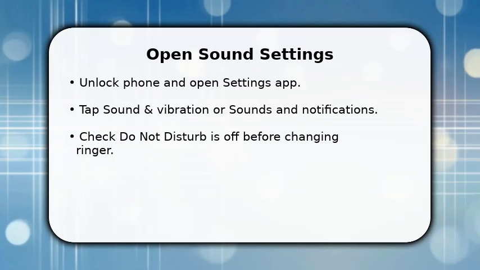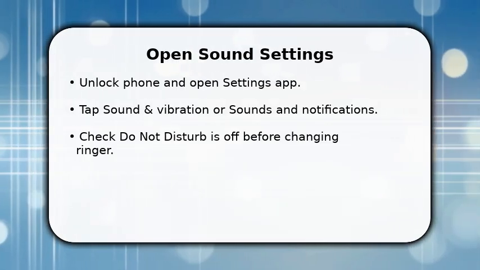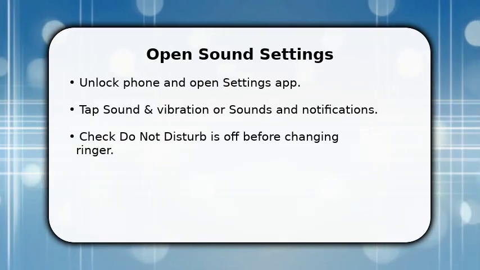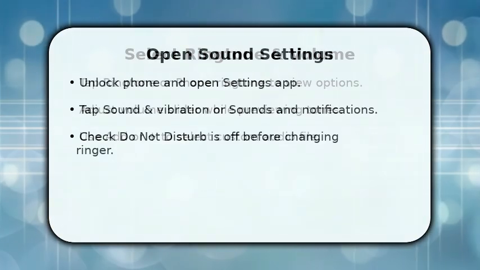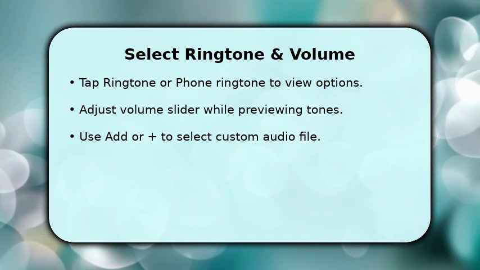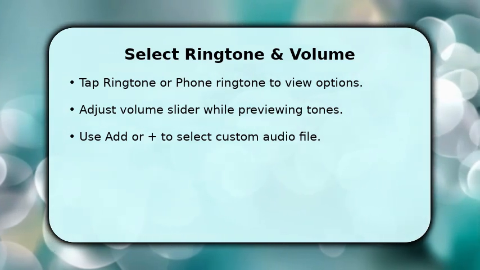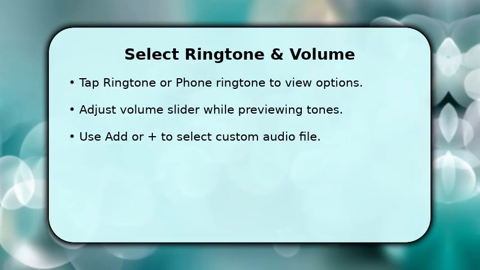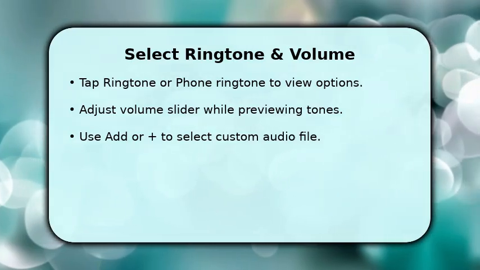You'll use this screen to select the ringer type and volume, so pause here until you see ringtone, phone ringtone, or similar listed under sound profiles. Now tap ringtone or phone ringtone to open the list of tones. You'll hear previews when selected. Adjust the volume slider while trying a few tones, because a soft tone at max volume still sounds weak.